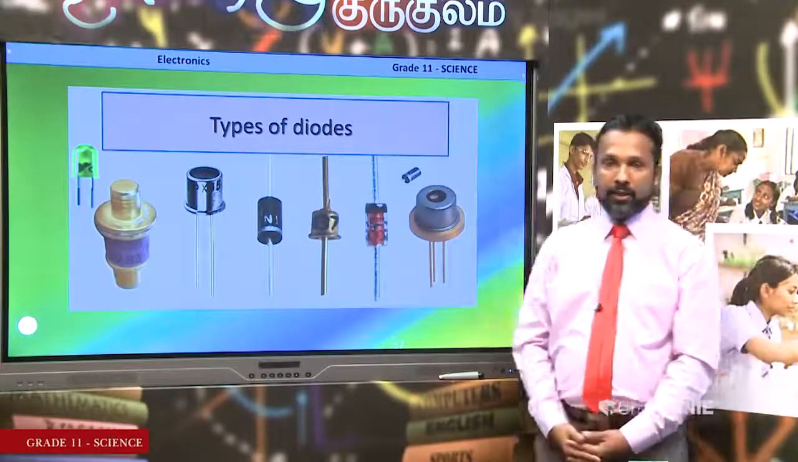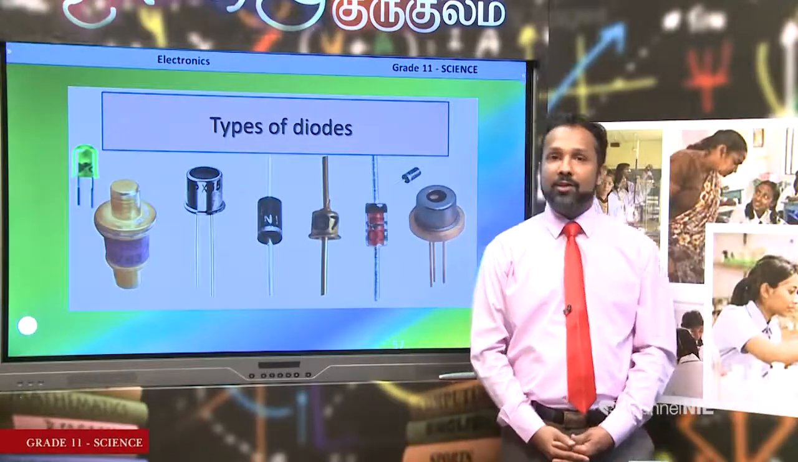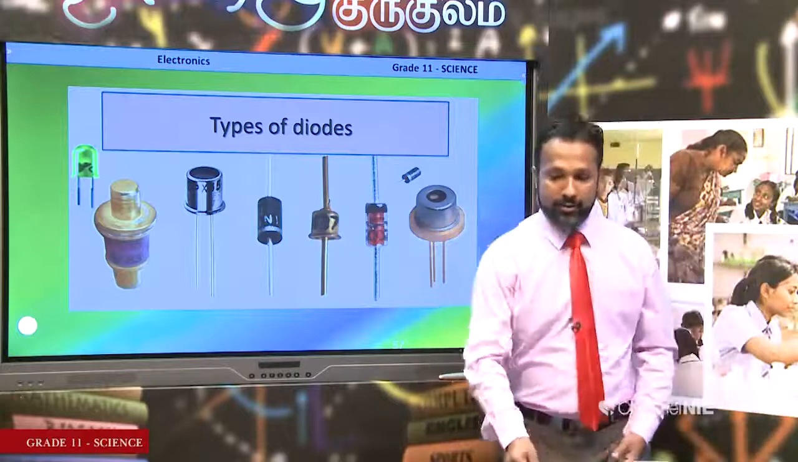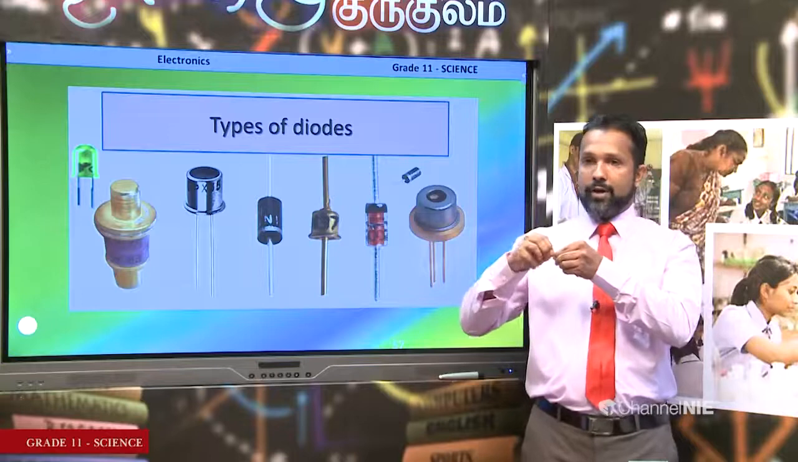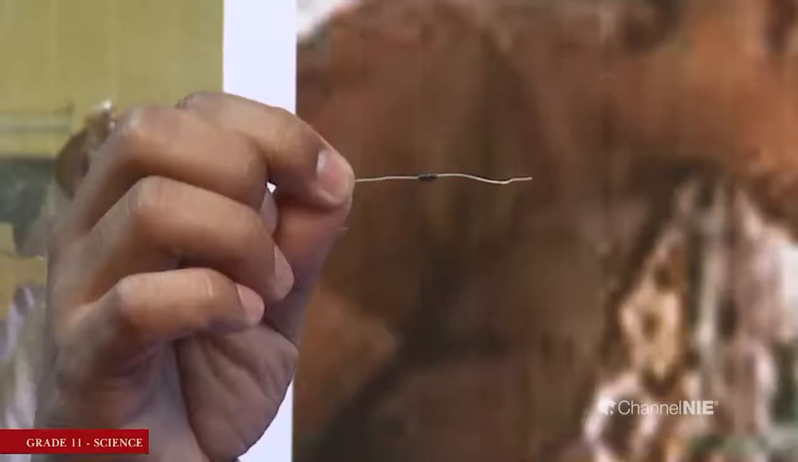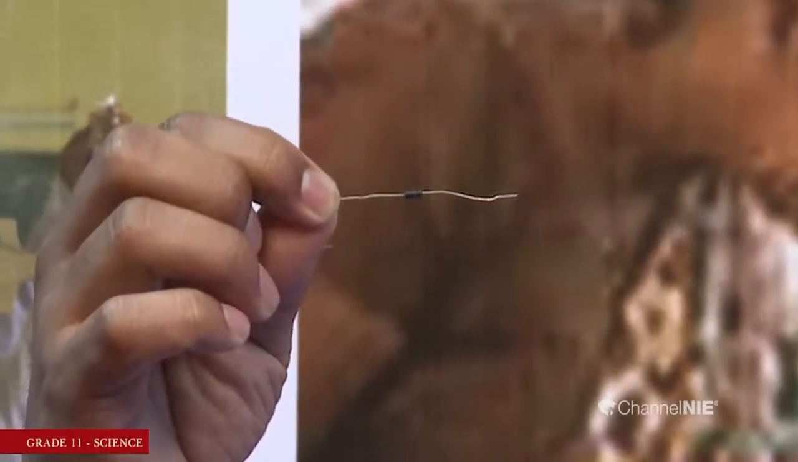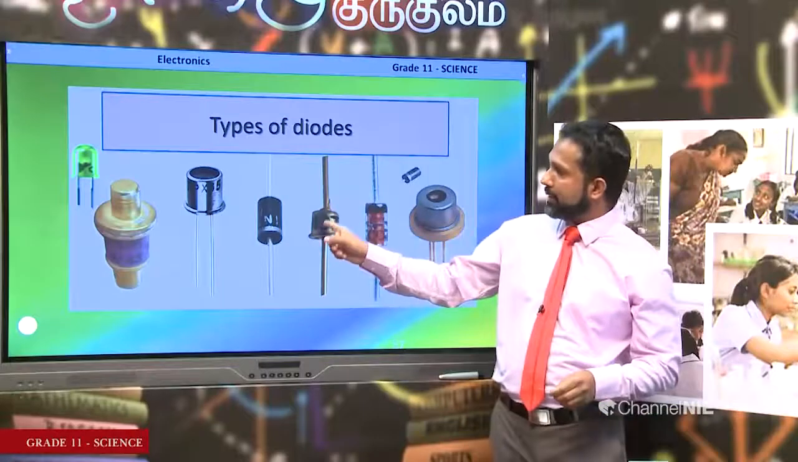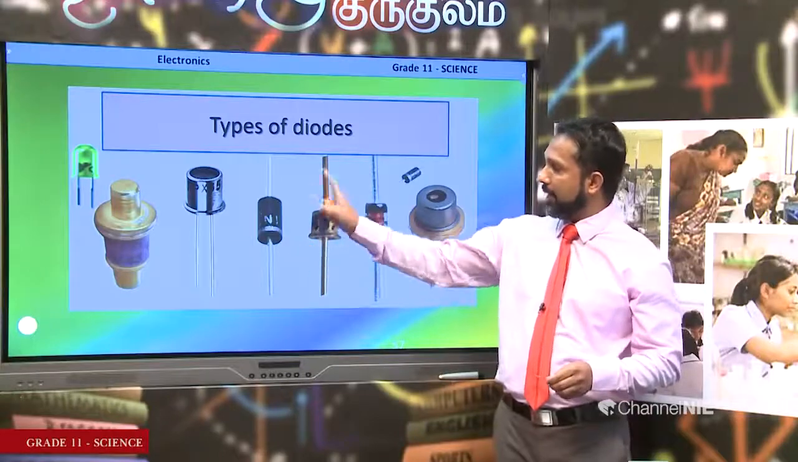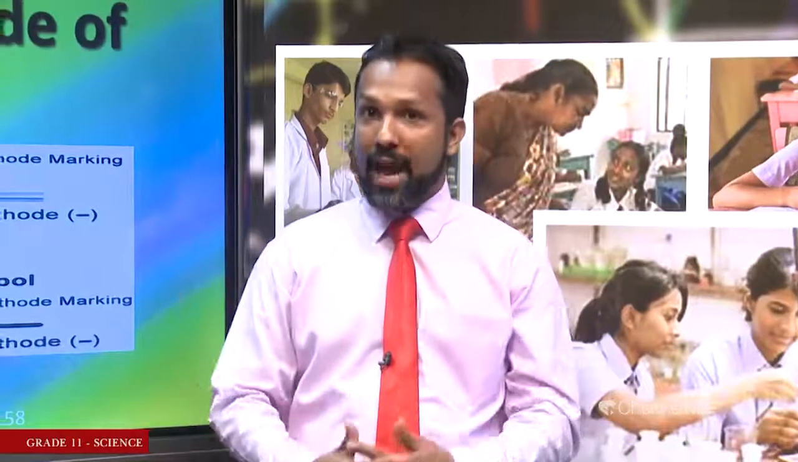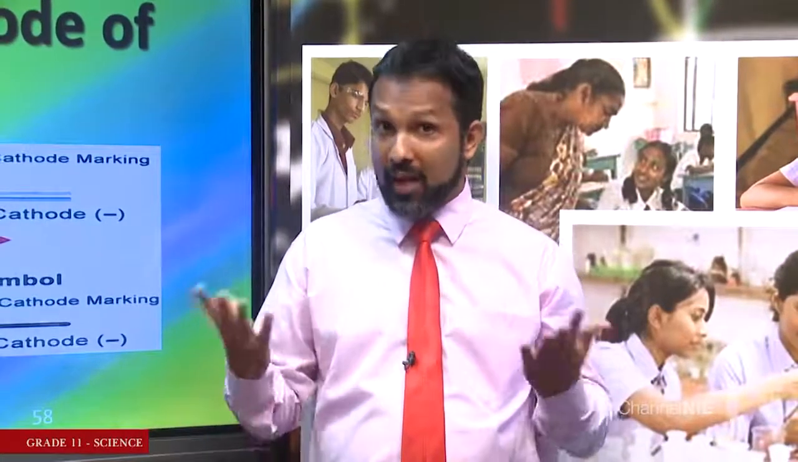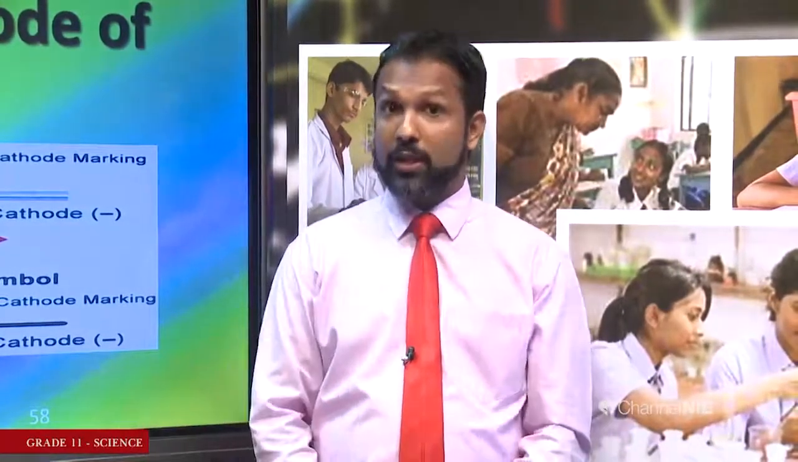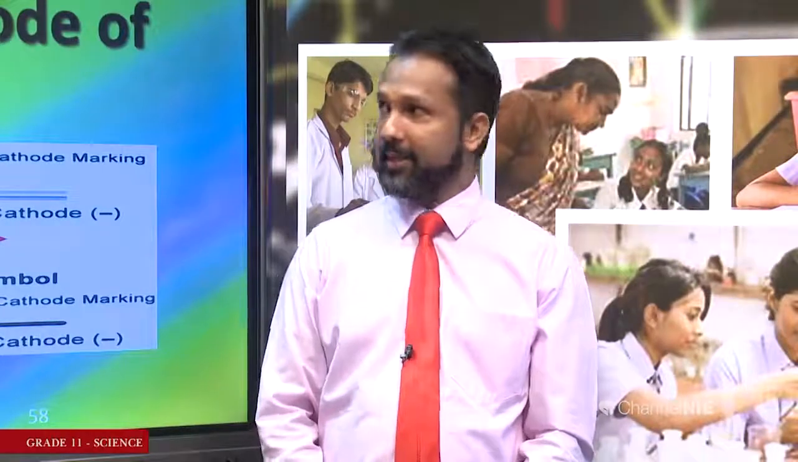Then, my dear children, we have to pay our attention to the types of diodes. This is also an example of a diode. This is a very small electric appliance. We used a diode. You can watch that. The diode consists of a p side and an n side. All right. Now we have to understand the picture of the diode, the symbol of the diode, and also the parts of the diode clearly.